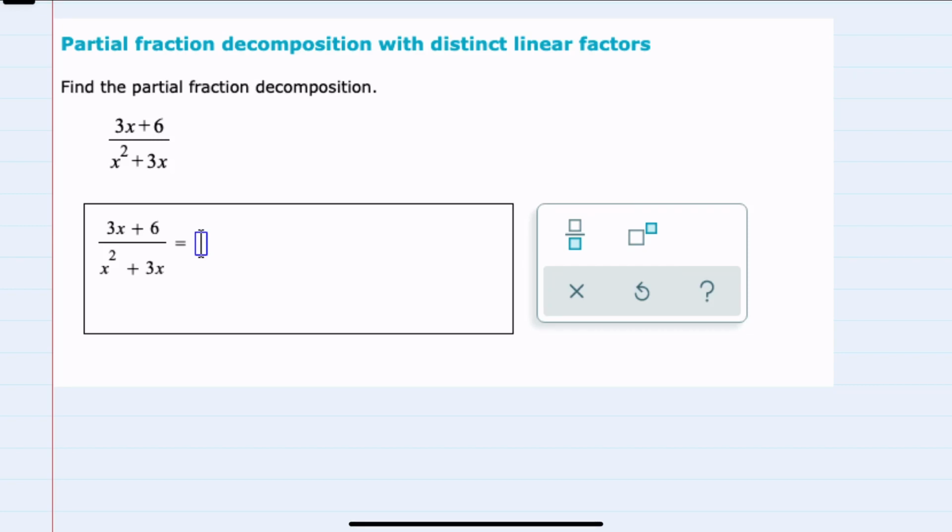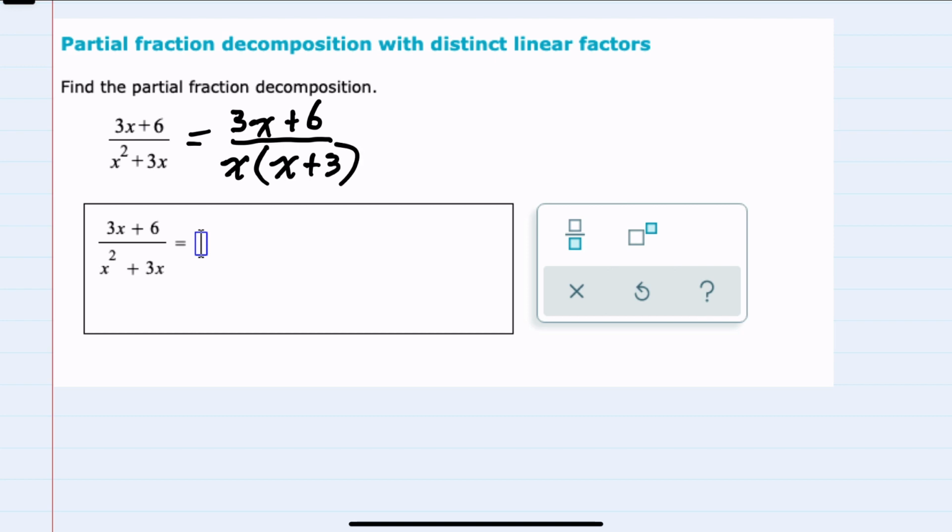In this video, I'll be helping you with the ALEKS problem type called partial fraction decomposition with distinct linear factors. We're asked to use partial fraction decomposition with this expression, and our first step will always be to find the factors in the denominator. So this denominator is factorable. We can write x squared plus 3 times x by factoring out the x and leaving x plus 3.